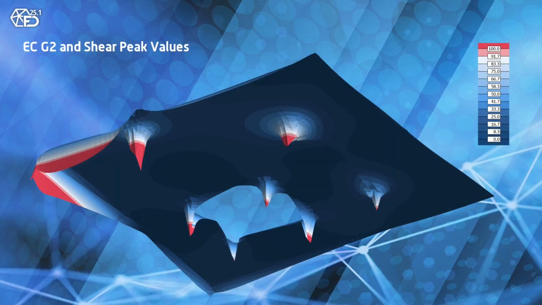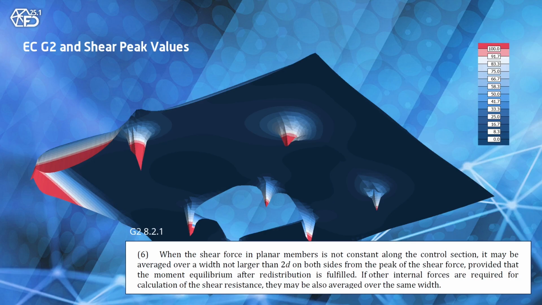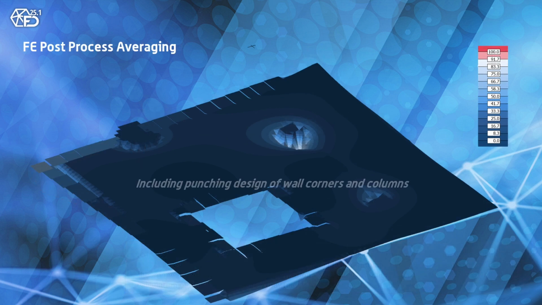The new Eurocode chapter 8.2.1/6 finally recognizes this problem with the linear structure mechanics and allows you to use plasticity to divide the shear to larger areas, usually 2 times the effective depth of the slab on both sides of the peak value.